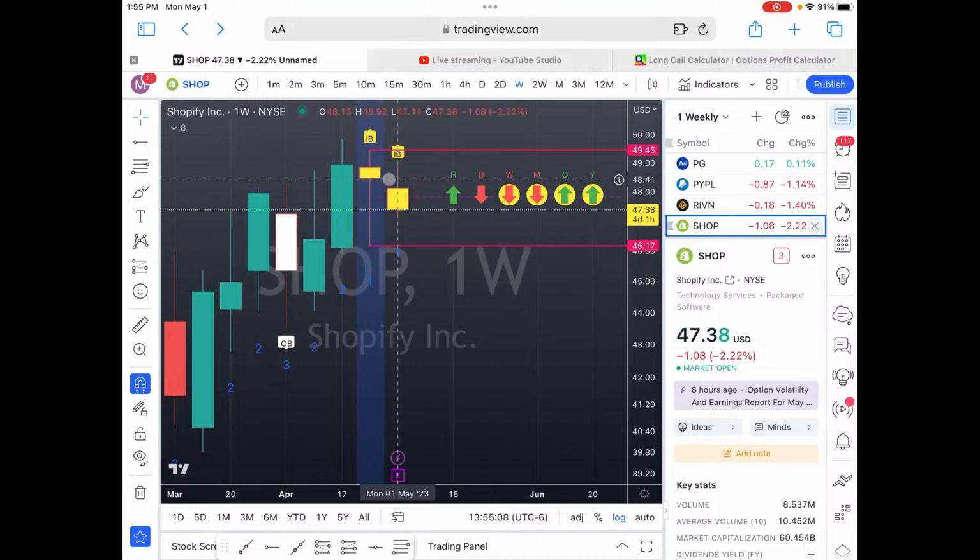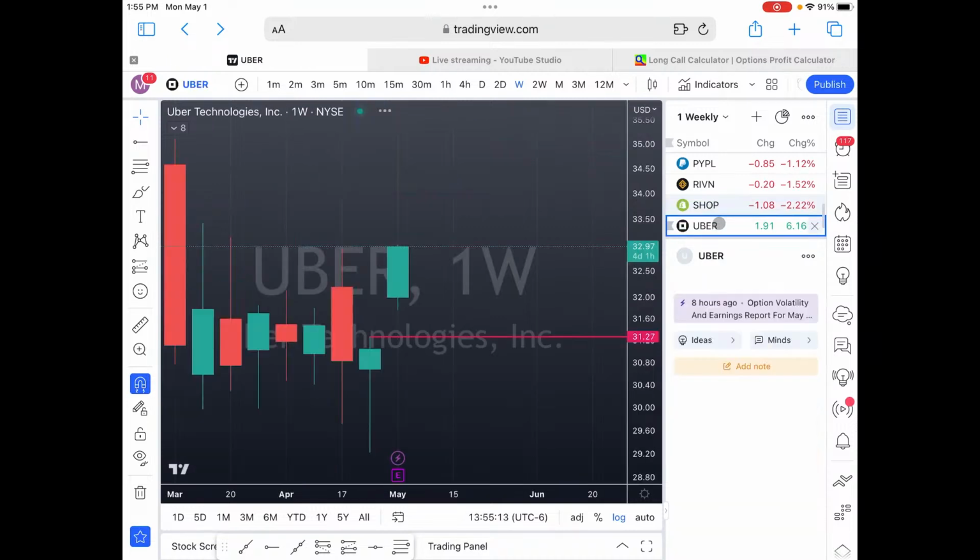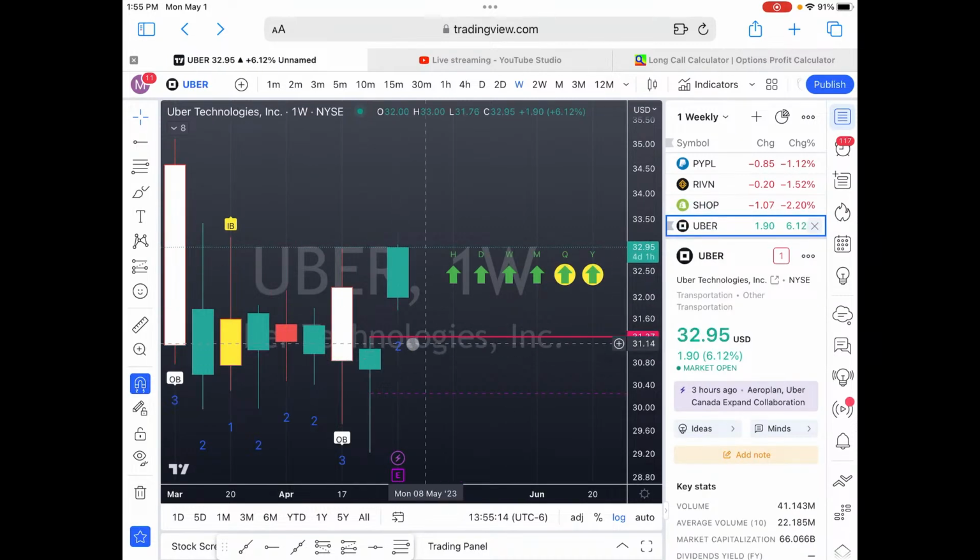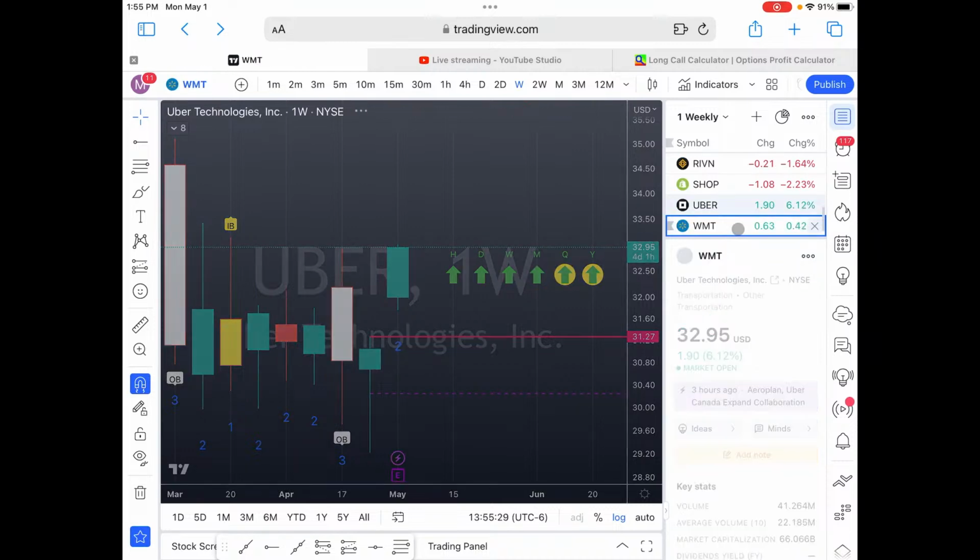So this is Shopify anyways, but we're looking for the break to the high or the low. Uber had that hammer candle and we broke it, and we've hit targets already. Full time frame continuity. This one's probably a little late to jump into, for me anyways. Doesn't have to be for you guys, but for me, it's a little late to jump into on Uber, but it did what it said it was going to do.